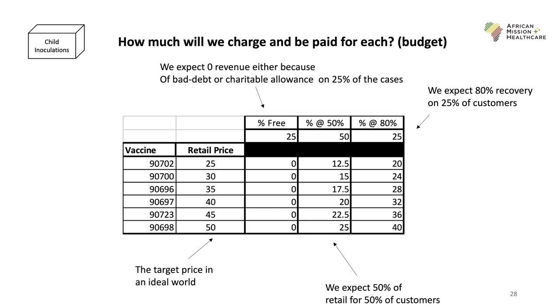So if you look at this particular chart, some people will be free in the next column. Some people are hoping to recover 50% of the retail price, and some of the people we expect to recover 80% of the retail price. And roughly from a percentage perspective, you'll see I put 25% of the people will likely need to receive the vaccine for free. 50% should be able to pay half the cost, at least half the cost, and 25% should be able to pay at least 80% of the costs. And so while everybody has the same retail price, we're able to get a different amount of revenue from each of these sort of 3 segments of customers.